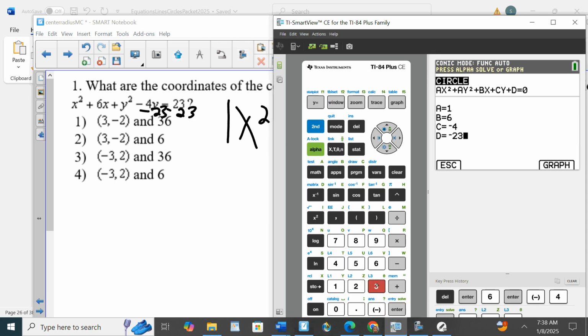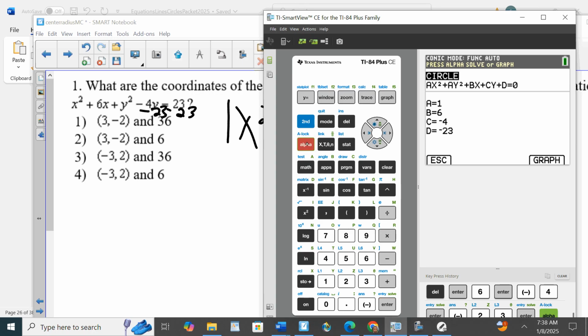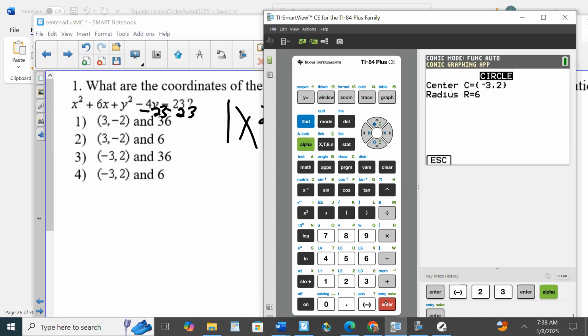Once I input that, alpha solve. Alpha enter. It tells you the center is negative 3, 2. It tells you the radius is 6. Looks like choice 4. You're done.